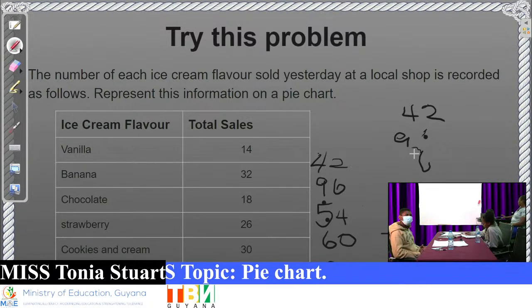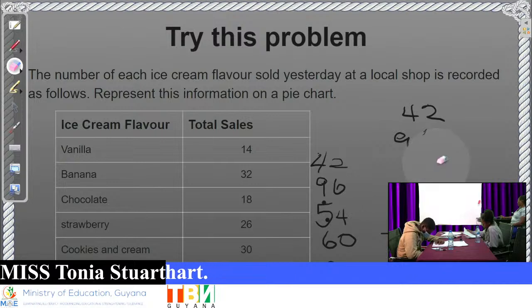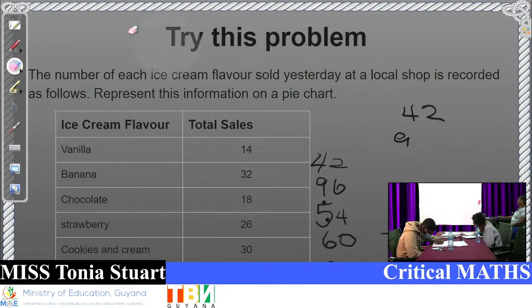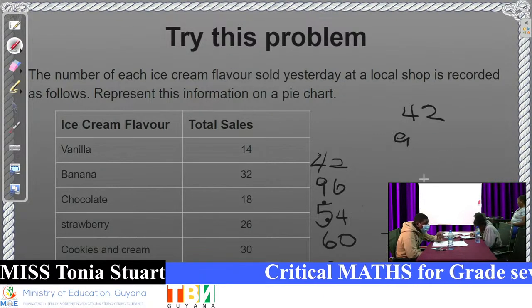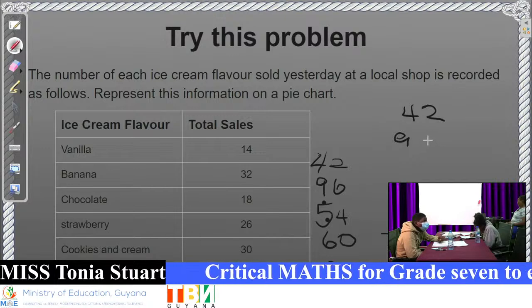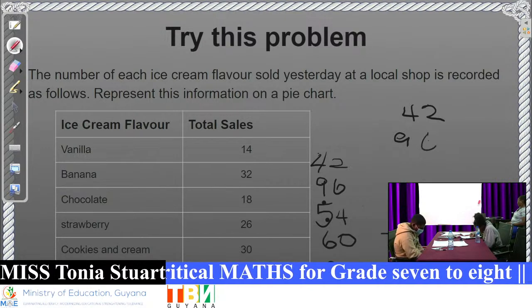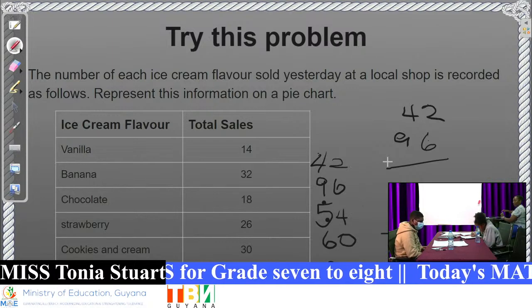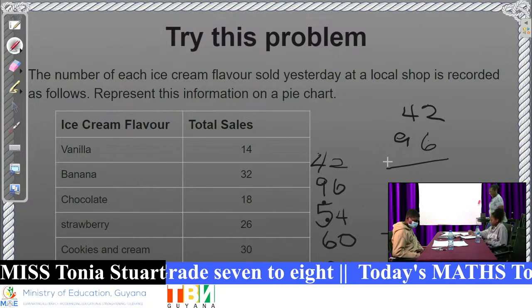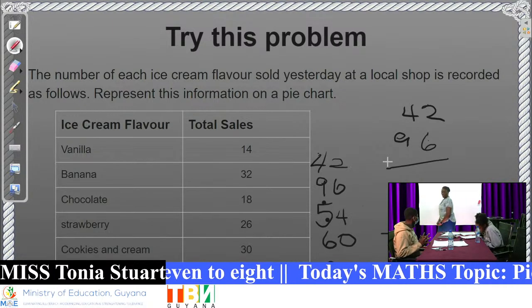Okay, let's see. You add up your 42 and your 96 first. Then you add in the other part. So you have some addition to do.